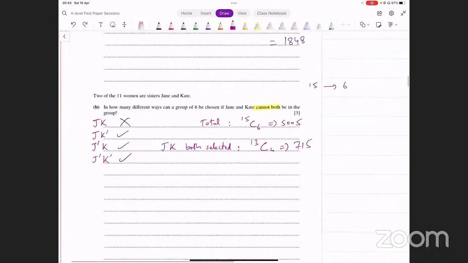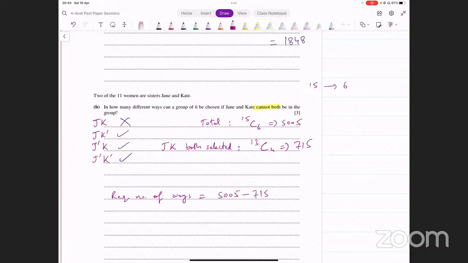ठीक है. So what's the required number of ways now? Required number of ways in which they are not both selected. That's going to be 5005 minus 715, and that's going to give you the result. ये आप देख सकते हैं क्या आता है. This turns out to be 4290 for me. ठीक है? Make sense? Let's move on.